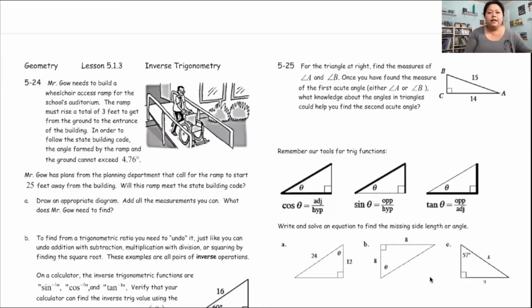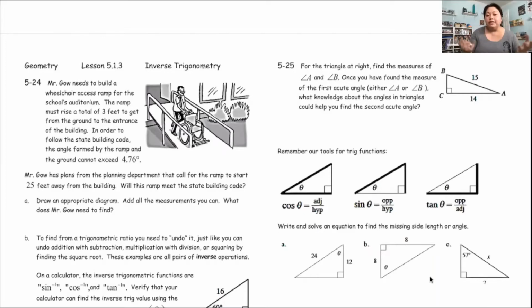Okay, today we are on lesson 5.1.3 and it is going to introduce you to something called inverse trigonometry. So far you've learned two new tools in this chapter. You've learned about cosine and sine ratios that deal with different parts of a right triangle, and using those ratios to look at the appropriate lengths and solving for the missing lengths of a right triangle. And of course, last chapter you had tangent.